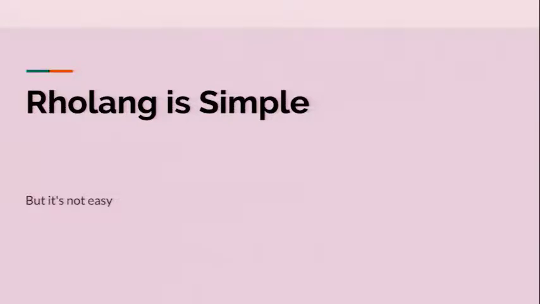So the title of the talk is Rholang is simple, but it's not easy. If you're not familiar with the reference, you owe it to yourself to go spend the hour to watch the talk about where this came from. There's a developer who talks about the difference between simple and easy. Simple being not very many moving pieces, and easy meaning this is familiar to me.